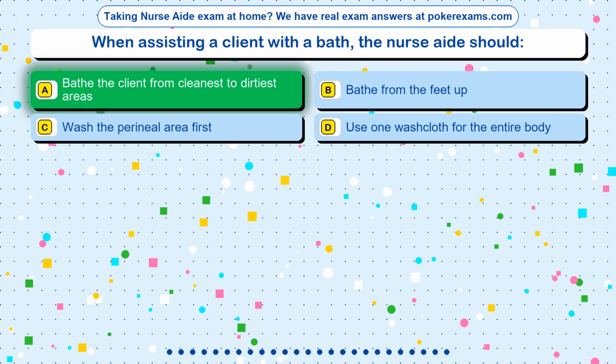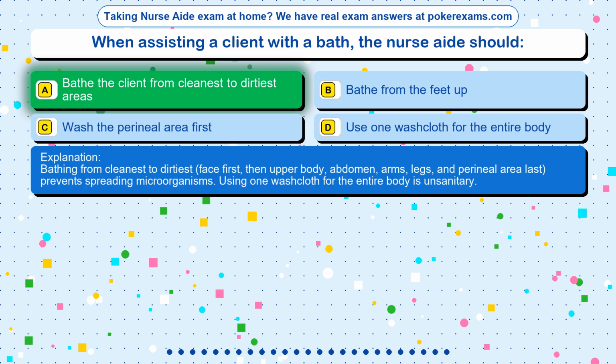The correct answer is option A. Bathe the client from cleanest to dirtiest areas. Bathing from cleanest to dirtiest, face first, then upper body, abdomen, arms, legs, and perineal area last, prevents spreading microorganisms. Using one washcloth for the entire body is unsanitary.